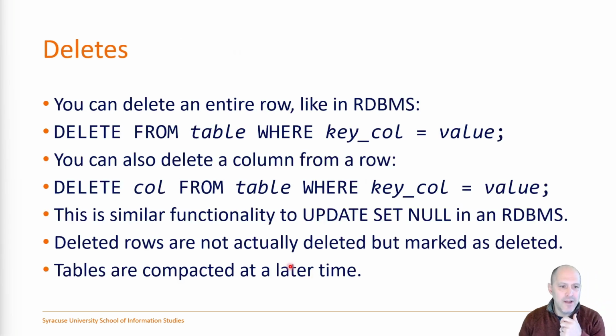Deletes: you can delete an entire row like in an RDBMS, delete from table where key equals value. But what's also cool about wide column databases is you can delete columns. You can say delete column from table where row equals value, and in this case it would just delete the one value in the cell. So it's kind of like doing an update and setting null in an RDBMS. But remember, because each column is really stored in its own table, technically this is a very trivial operation for a wide column database, to delete an attribute out of a column by its row.